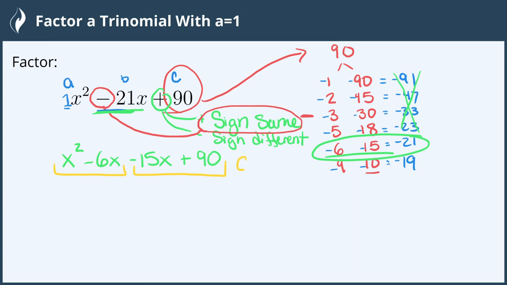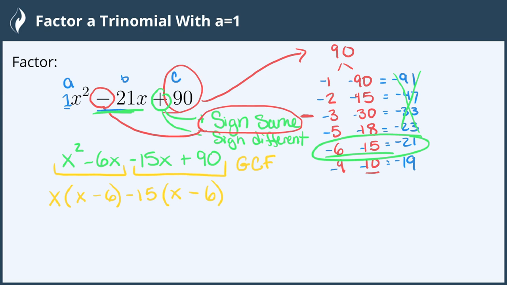Now we look for the greatest common factor of the first two and the greatest common factor of the second two. The first two terms have the greatest common factor of an x in common, so we divide both terms and what's left will be on the inside, just like the opposite of the distributive, which gives me the first term x squared divided by x is x, and the second one, negative 6x divided by x, is negative 6. Now we look at the next two. The greatest common factor between negative 15x and positive 90 is actually negative 15. And what's left inside, negative 15x divided by negative 15 is x, and a positive 90 divided by a negative 15 is a negative 6.